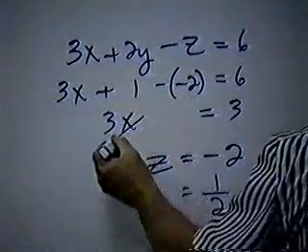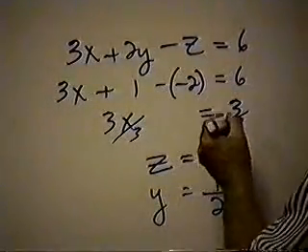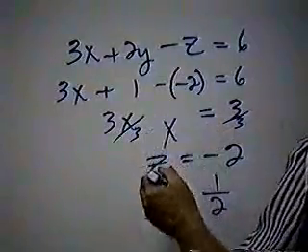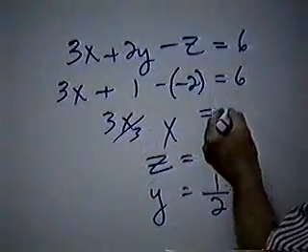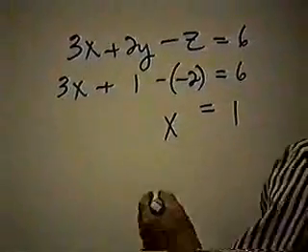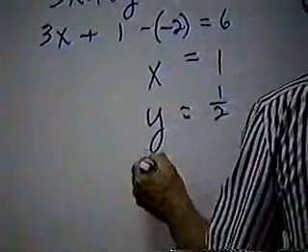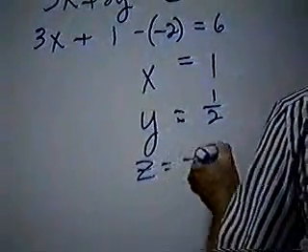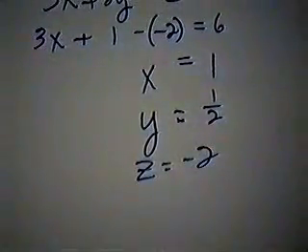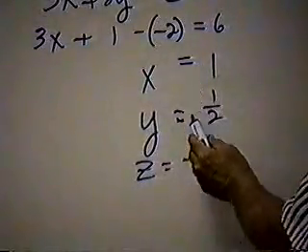Now we divide both sides by 3. And what do we get? x equals 1. So let's rewrite this. So we have x equals 1, y is equal to 1/2, and z is equal to minus 2.